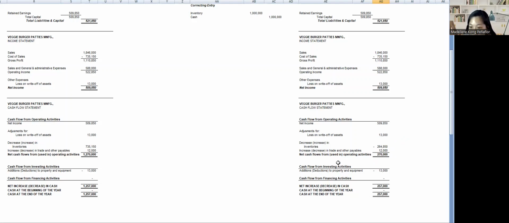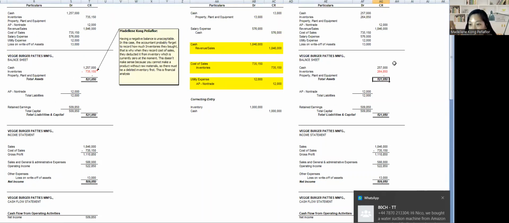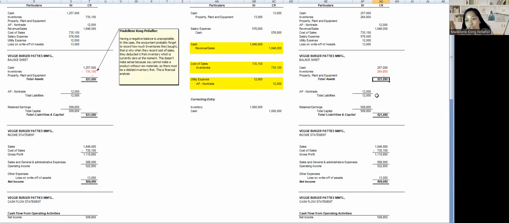And also increase in trade payables. We have an increase in cash on this. So we will add this one because every time that we have a liability, of course, we got an increase in cash. So yeah, and then deductions of property, plant, and equipment. This is a reduction in our investment. So there's no finance activity, and then the result is if we add 270,000 plus negative 13, we have 257,000, which is the same with cash in our balance sheet.